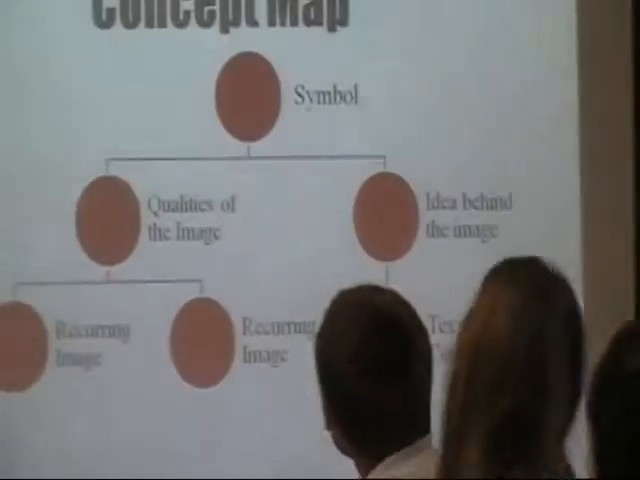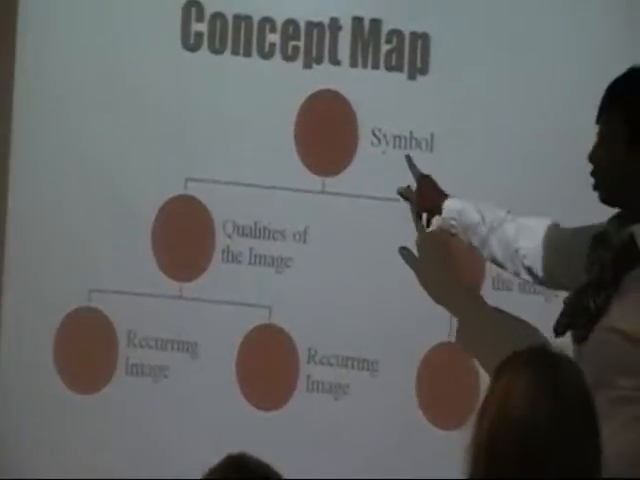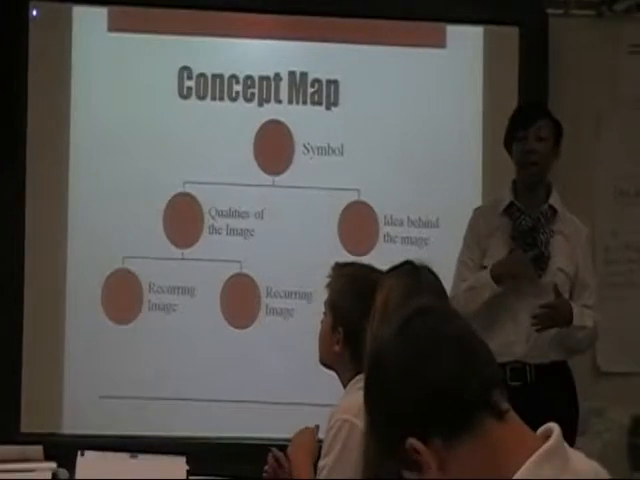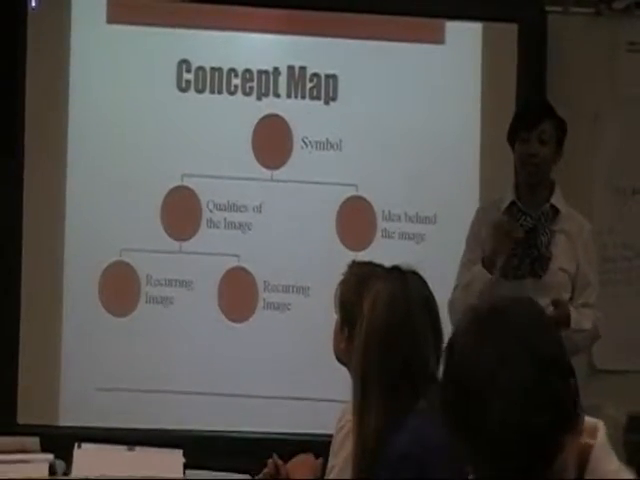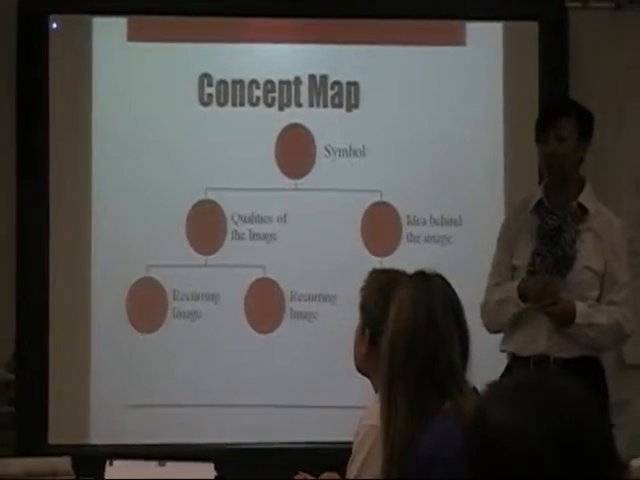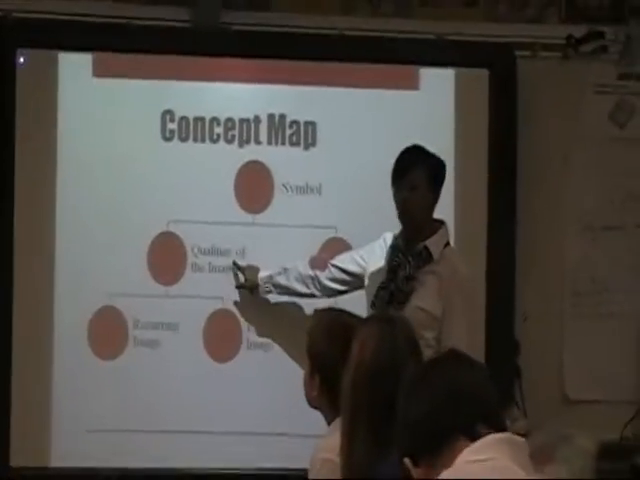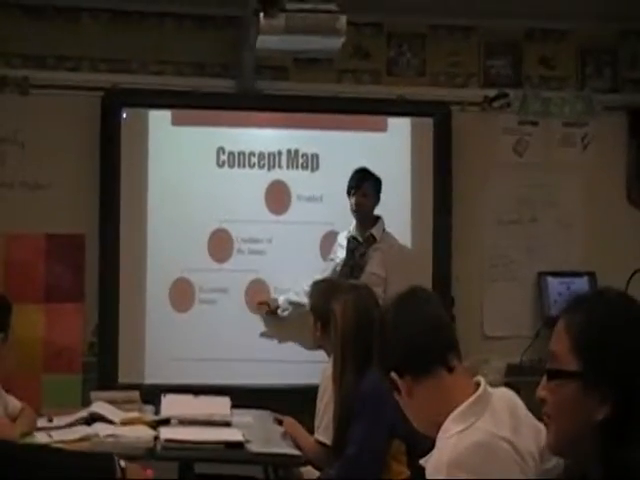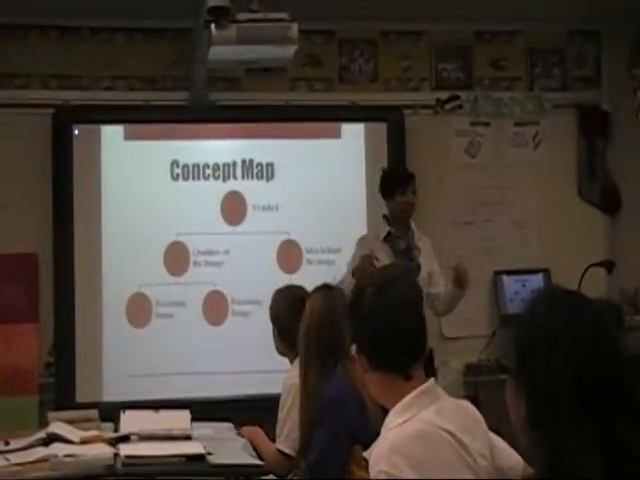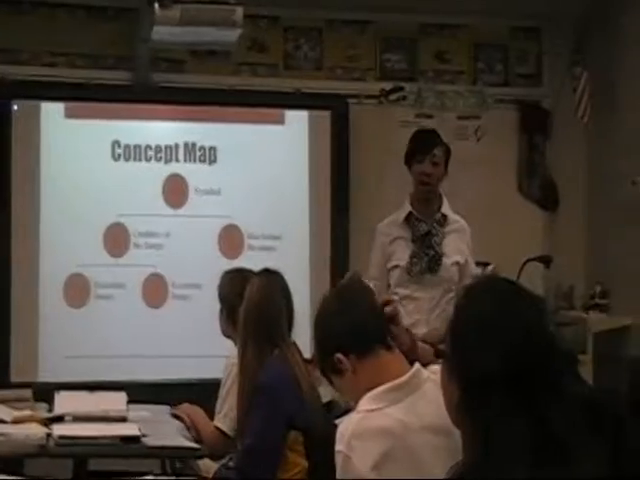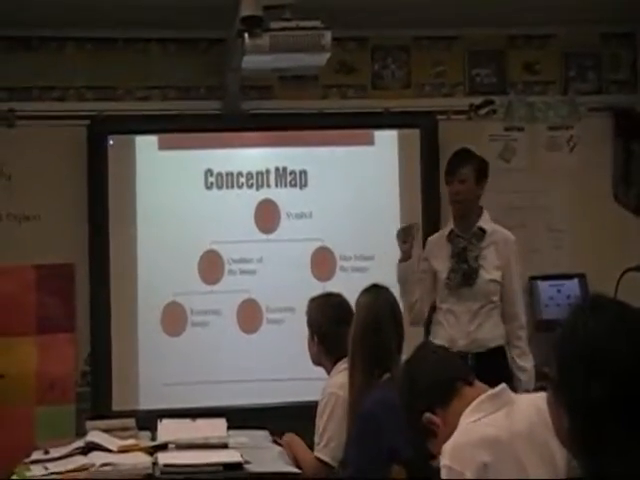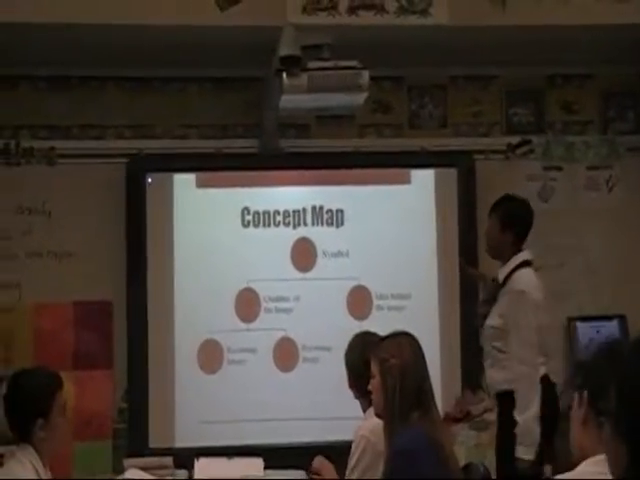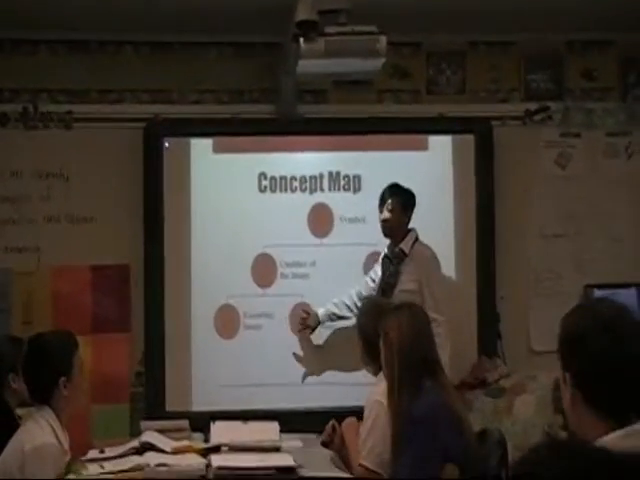Here's the concept map. First thing you're going to do is identify the symbol. After you have your symbols, you're going to look at your sheet of citing symbols in text. Each one of you has that in your binder. You're going to tell me the quality of the image and some recurring images. If it's recurring, what is that key word we always use? It's repeating, but where are you going to get that information from? The text. So that is basically your textual evidence right there, your recurring images.